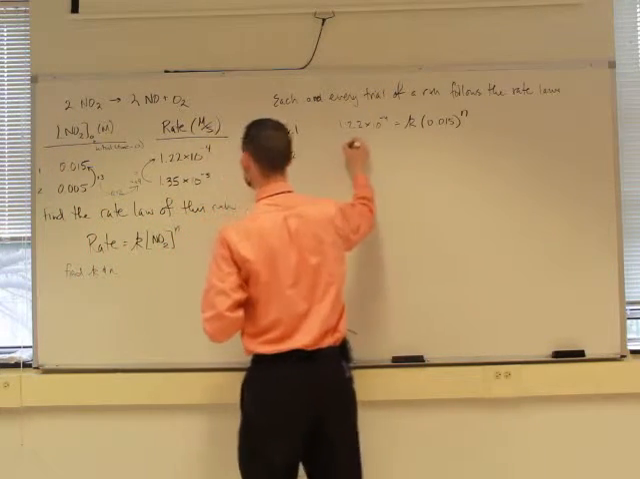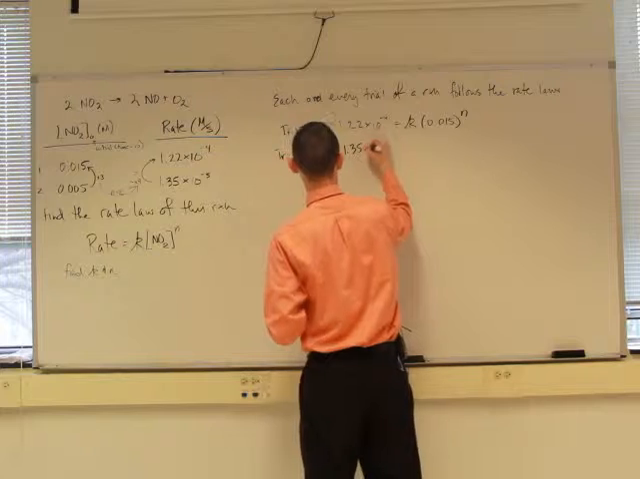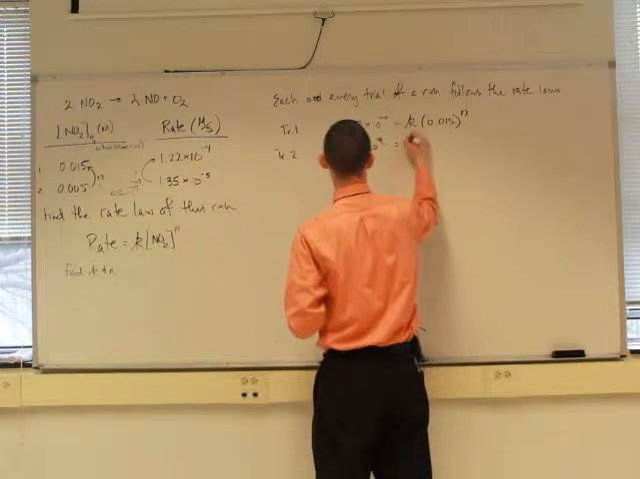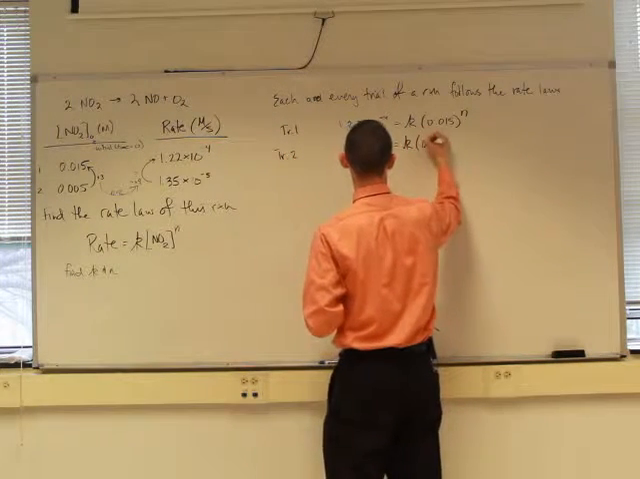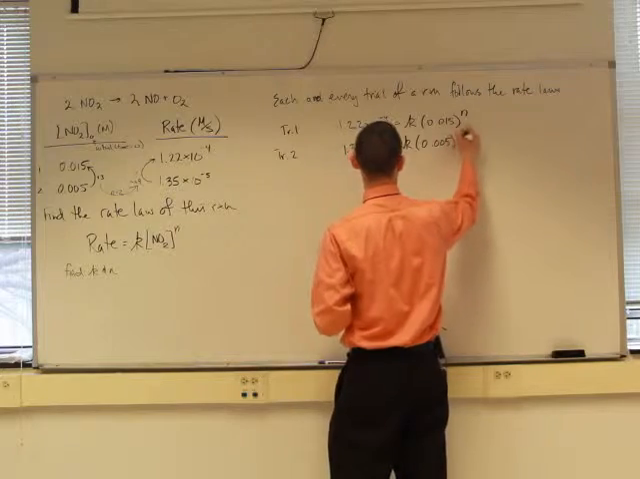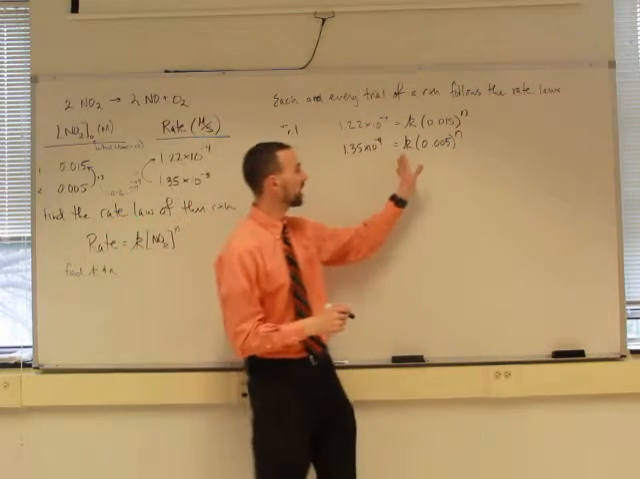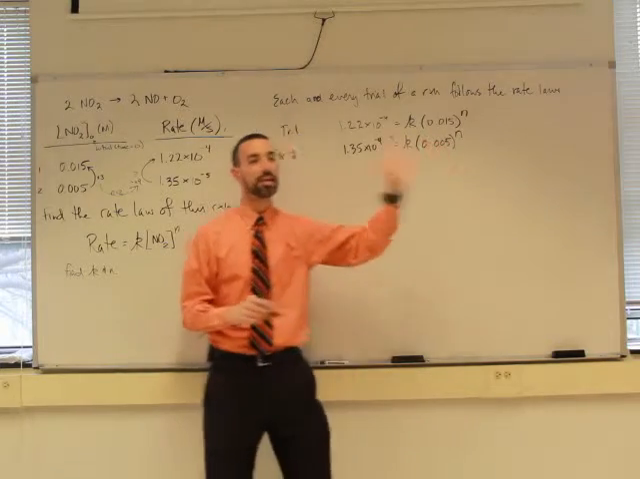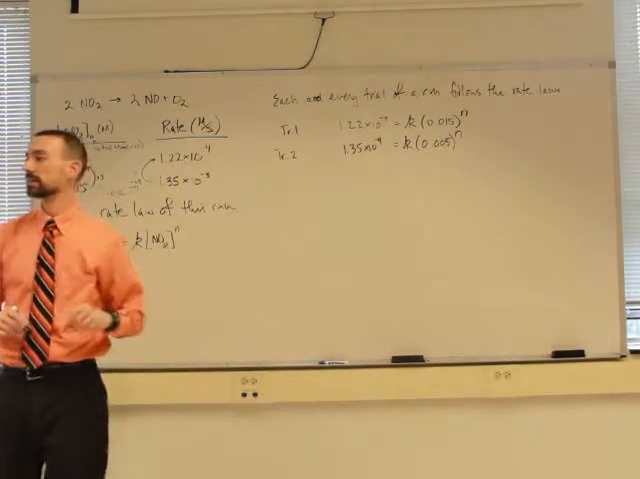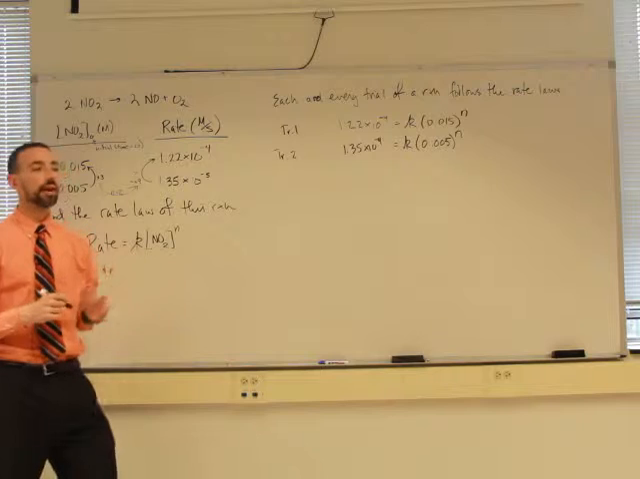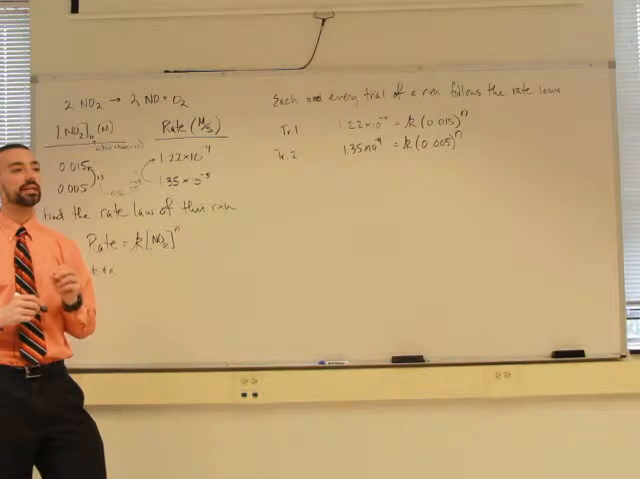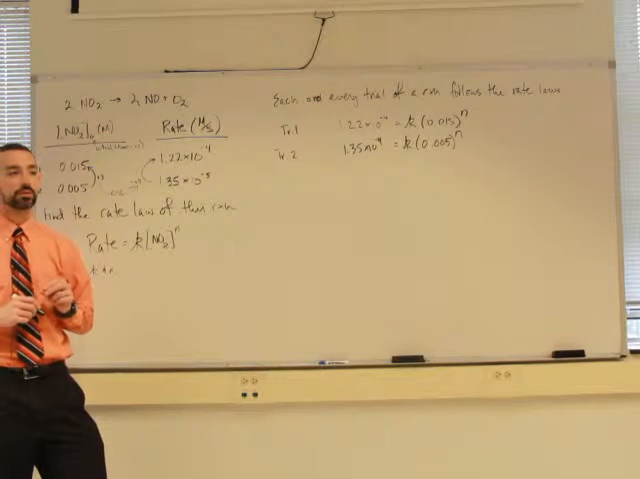Trial 2, the rate of 1.35 times 10 to the minus 4, again equals K, this time times 0.05, raised to the same value of N. You don't want to change K, you don't want to change N. They are the same from one trial to the next. But now we've got 2 equations in the same 2 unknowns.